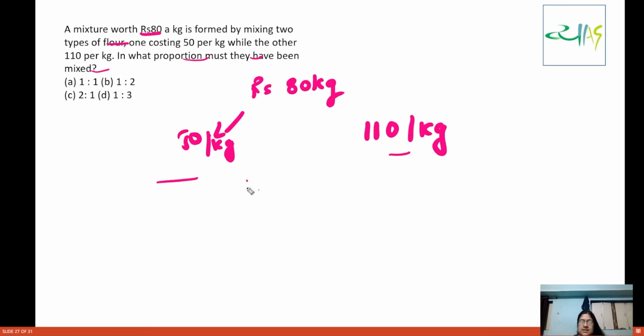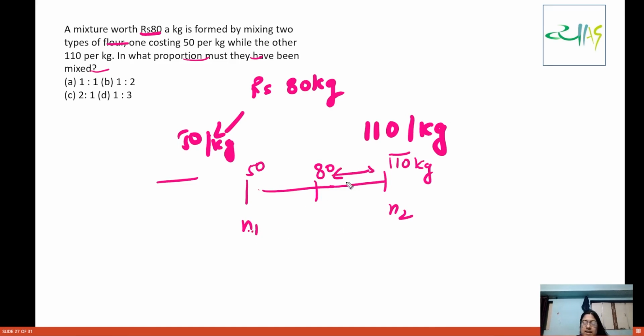So, see, this is very simple. This will be 50 for you, this will be 80 for you, this will be 110 for you. So in what proportion? N1 by N2, and this N1 is causing you a 30 kg difference, and this is causing you again 30. So the mixture is in what format? N1 is to N2, that is 1 is to 1.